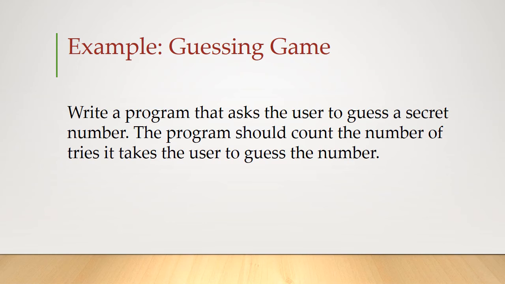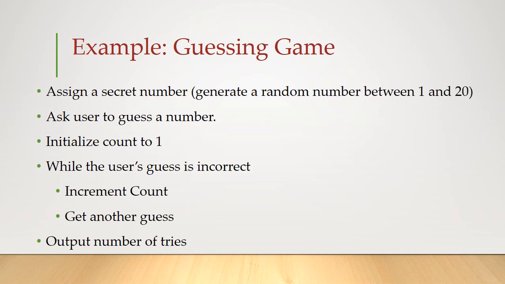Let's write another Python program that asks the user to guess a secret number. The program will count the number of tries it takes for the user to guess that number. The algorithm for our guessing game program will begin by assigning a secret number. We'll do this by generating a random number between 1 and 20. Then we'll ask the user to guess a number, and we'll initialize our count to 1.